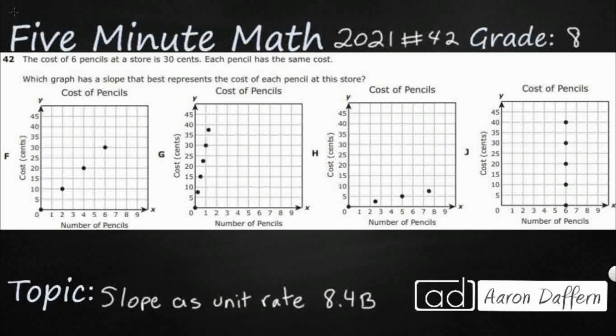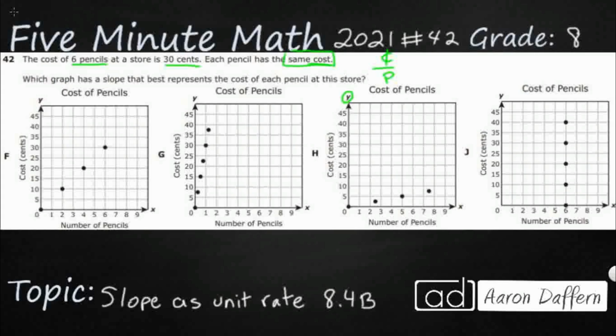So we've got 6 pencils costing 30 cents. So each pencil has the same cost. This gives us a clue we're looking for our unit rate. So how many cents per pencil is really what we're looking for here. They don't necessarily give it to us in that order. They give us the pencils first. But take a look. We've got our cents.